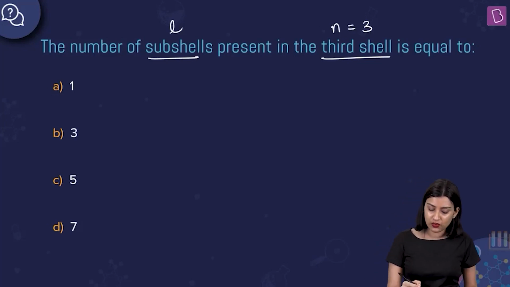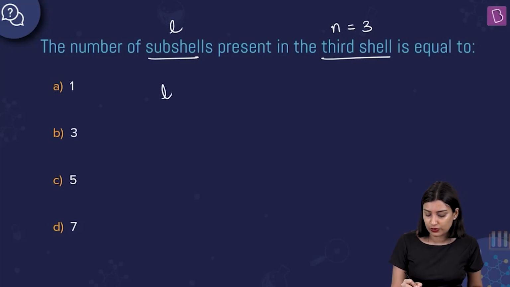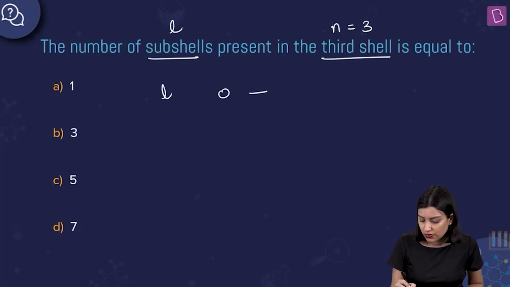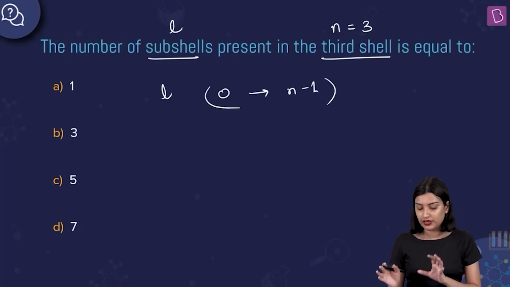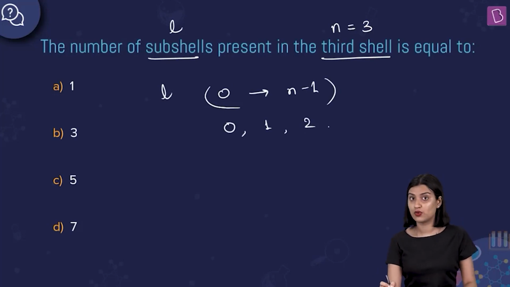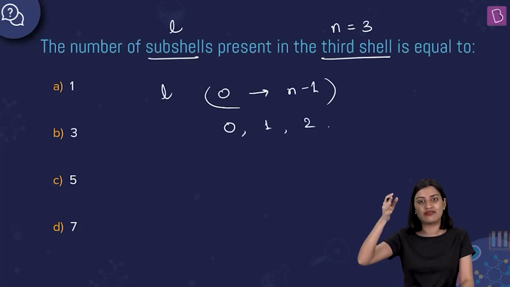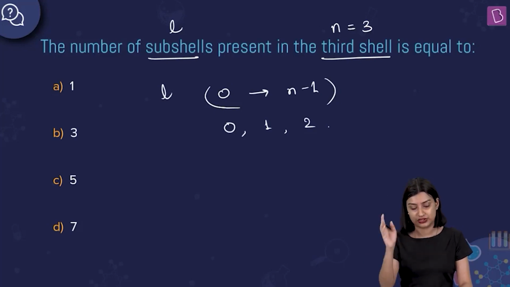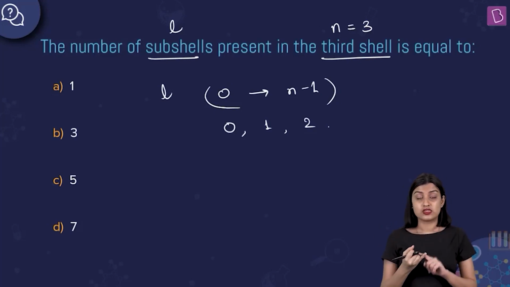Okay, so what do we know? We know that L can take values from 0 to n minus 1. So here you have n equal to 3, which means it can take 0, 1 and 2. You need to remember that when we talk about quantum numbers, apart from the spin quantum number, everywhere else we are only talking about integers. No fractions. So L can take values 0, 1 and 2.